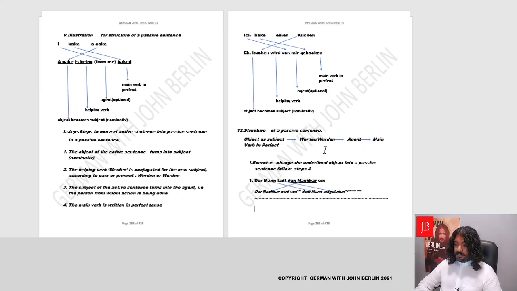Then we'll introduce the agent with the help of von. We'll say von dem Mann, from the man. And then we'll introduce the verb einladen, which is to invite, in perfect form. If you remember how to make perfects, you add the ge in a trennbares Verb, a separable verb, in between. It becomes eingeladen. You end this one with en. Perfect. Der Nachbar wird von dem Mann eingeladen.